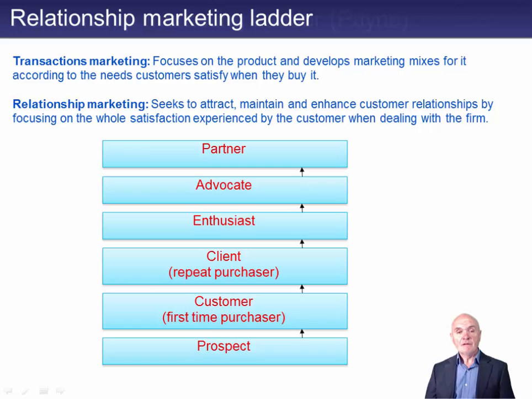Now, the journey towards the ideal situation is shown here. This is what's called the marketing ladder. The first thing that salespeople talk about is a prospect. A sales prospect is someone who's never bought from us yet, but we've got great hopes that they will buy from us. And then the great day comes and they become a first-time purchaser.